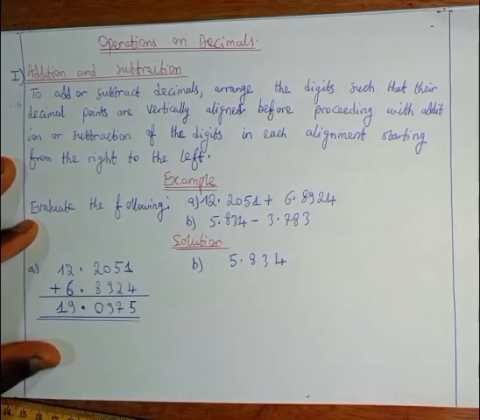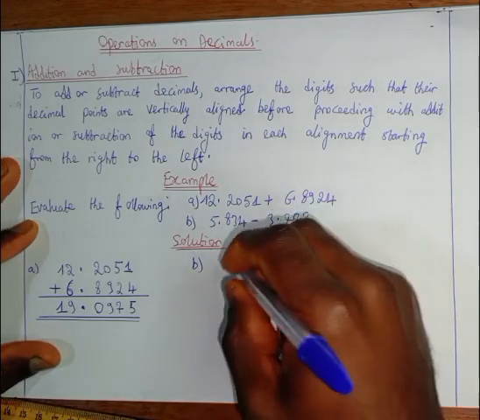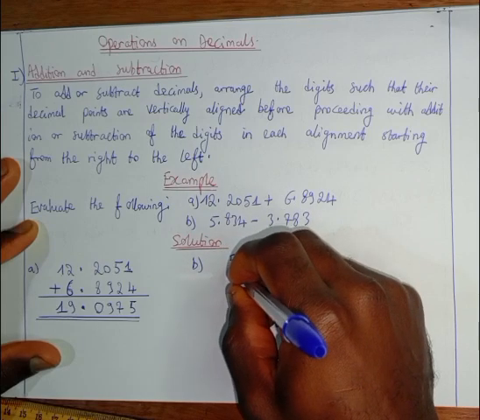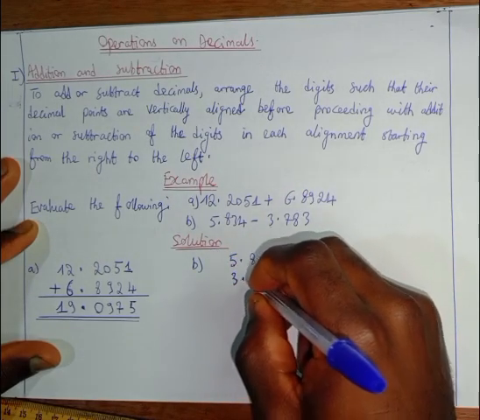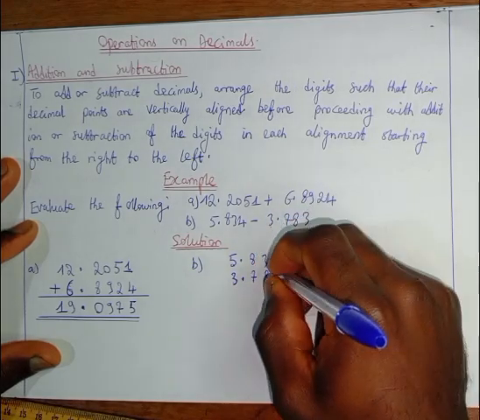Go to B. We have 5.834. Place value of 5 here is units. For the second number, the place value of 3 is units. We are going to place 3 under 5. Put the decimal point. Place 7 under 8, 8 under 3, and 3 under 4.